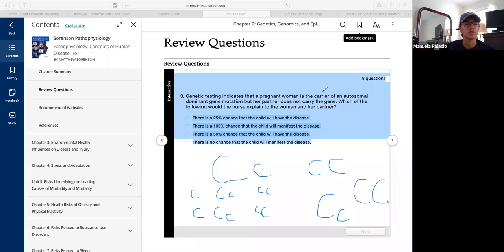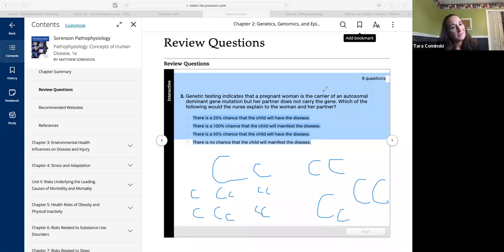So if you were to use the term carrier, would that be indicative of an autosomal recessive? Usually, yeah, because it's the idea that you don't have the disease, but you're carrying it. Like I said, I don't like this terminology, but that's what they're referring to. They're saying you have one disease allele and one normal allele. Does that make sense, guys?